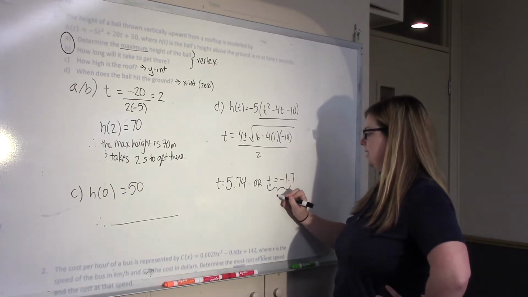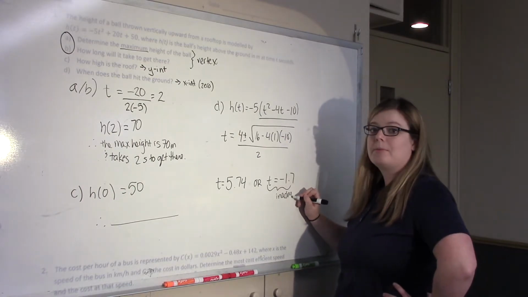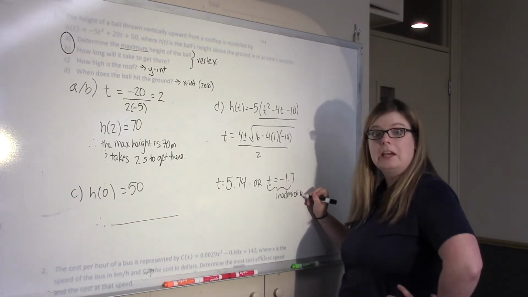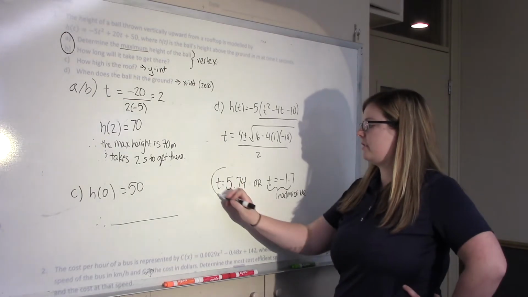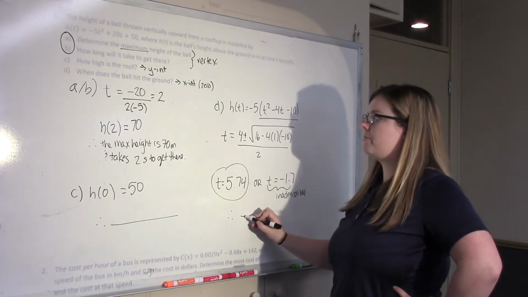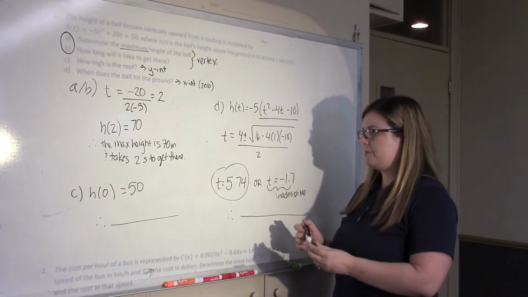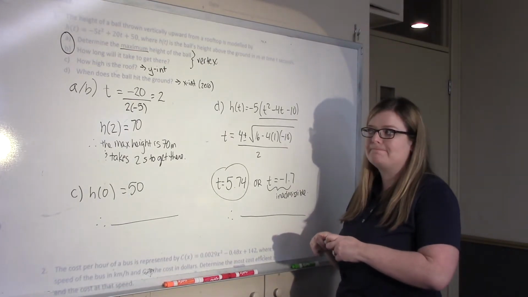So this is inadmissible because time can't be negative. So then this is our answer. Okay, so therefore the ball hits the ground at approximately 5.74 seconds. Okay?